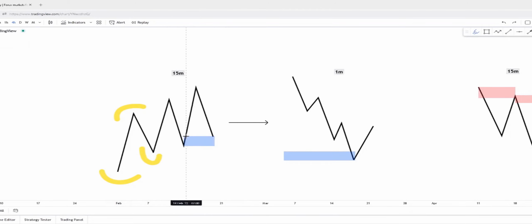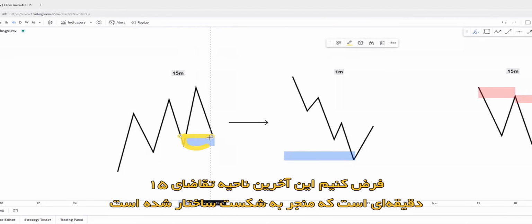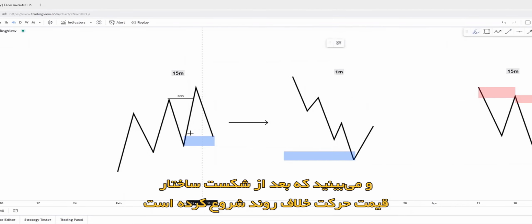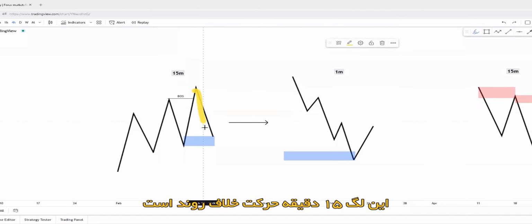Let's say this is the last recent 50-minute demand zone that has caused the last recent 50-minute break of structure right here to the upside. So this was our last structural break of structure to the upside. And as you can see, after the break of structure, price has created a counter trend movement to the downside on this leg. So this 50-minute leg is a counter trend movement.